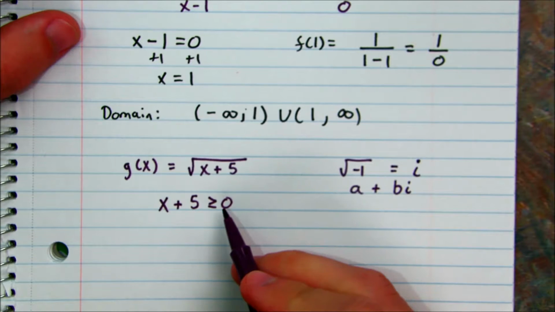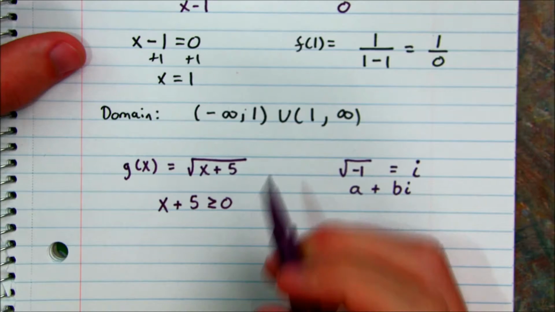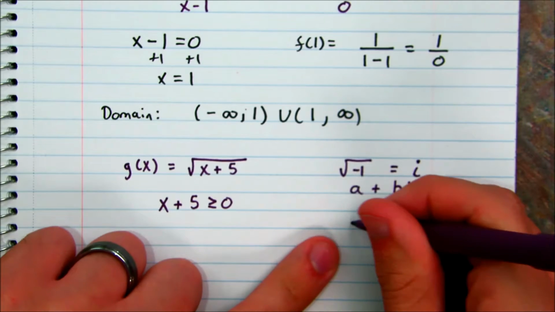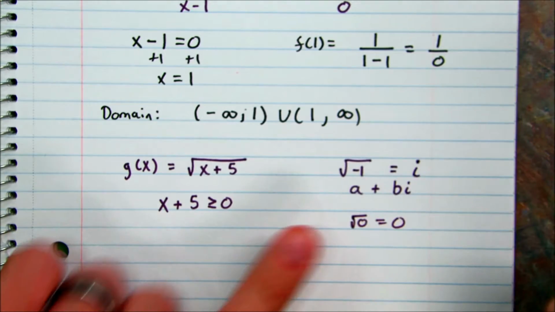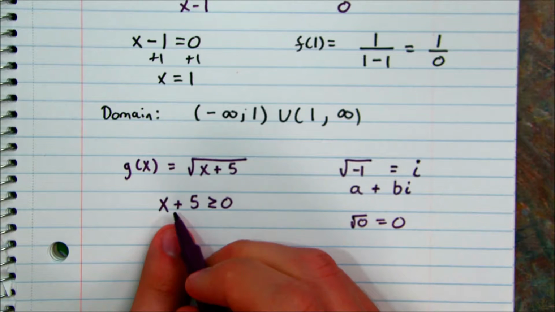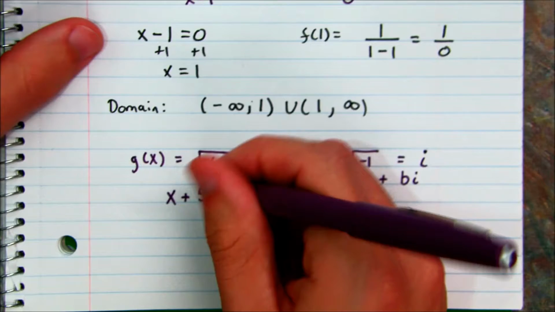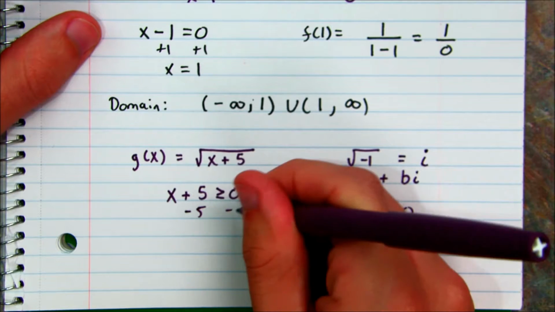The reason I'm setting it greater than or equal to 0 is because either x plus 5 could be 0, and we could find the square root of 0, no problem, or x plus 5 is greater than 0, meaning that it's positive. So I solve this inequality: minus 5, minus 5.